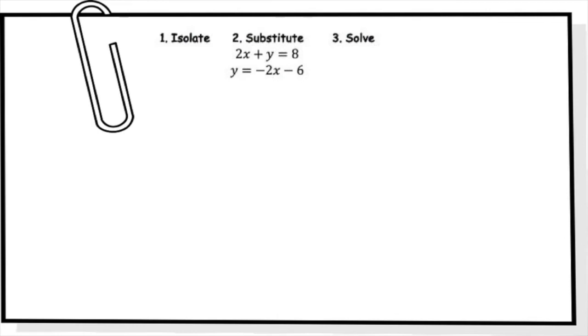Okay, here we have another example. We're still using our 3 steps, which is isolate, substitute, and at last solve. So here we are going to start with isolate, and one more time, my variable y is already isolated. So we can say that that step has already been done. So now we are going to substitute.